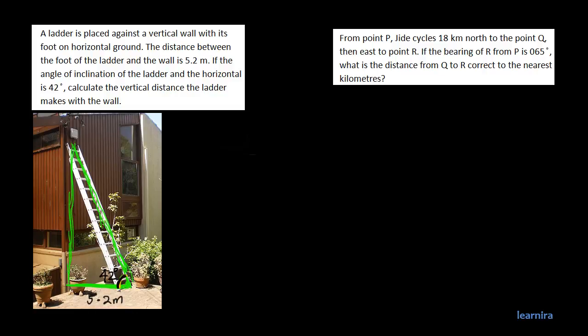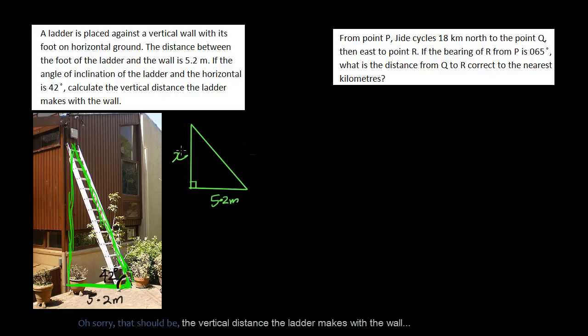I can just bring this out. I would have something like this. So you see, it looks like a right angle triangle. From this we can bring out a right angle triangle. So this would be 5.2 meters. This is the vertical distance the ladder makes with the wall. Let's take this as x, and this is the ladder. Let's say this is A, B, and C. So the distance AC represents the ladder, while the angle between the ladder and the horizontal is 42 degrees.